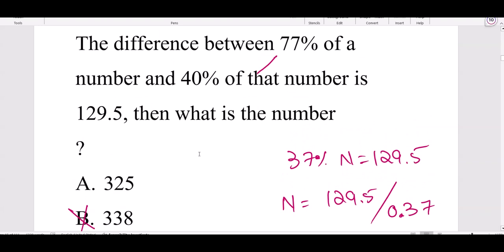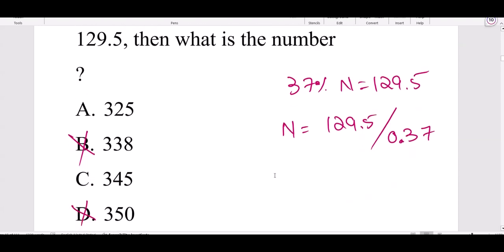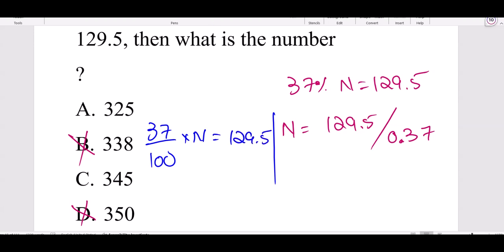Right. Okay. Now, see the other side. I am writing 37%. Maybe I'll extend one more step here. 37% means 37 divided by 100 into n equal to 129.5. This 100 goes to that side. 37 into n should be equal to 12950. But I think this is easy now. Now you can choose the answer actually.